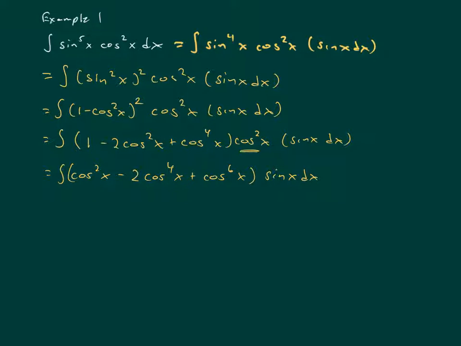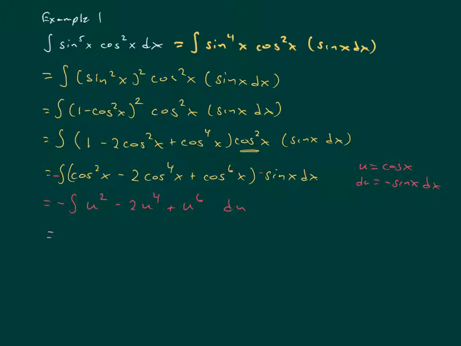So in this case, I'm going to let u equal cosine x. So du is going to be, the derivative of cosine is negative sine, so it's negative sine x dx. I need the negative sign there and a negative out in front. And so this now becomes the negative integral of u squared minus 2u to the fourth plus u to the sixth du.